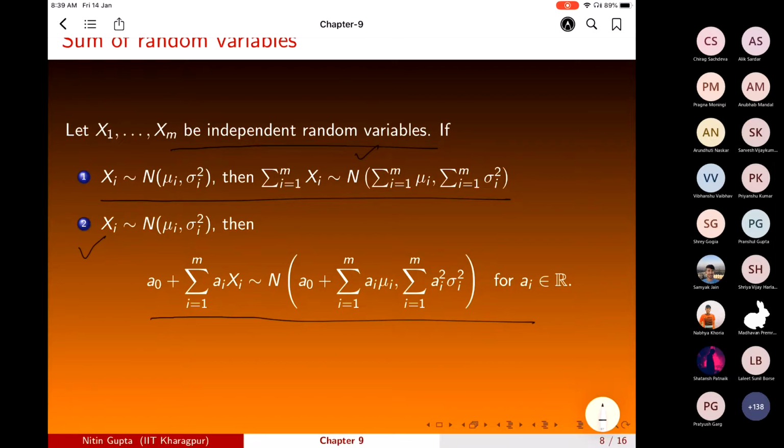Okay, and from the first statement, the summation, we can put the summation of yi. So we could get this. The mean would be the summation of AI mu I, comma, summation of AI square sigma I square, and then we have the extra A naught. So the summation of A naught into that would not change the variance. It would only change the mean. So we could directly say that it is the normal of A0 plus dash dash.